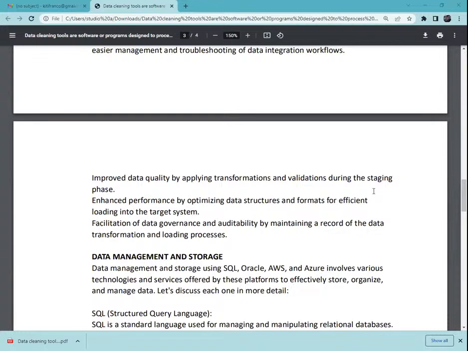I would want to load this information, for example, into Oracle or into whichever system. Facilitation of data governance and auditability by maintaining a record of the data transformation and loading process. Ladies and gentlemen, we are saying that DataStage as a system has a big advantage that it is leaving behind an audit trail. That's what we call auditability.